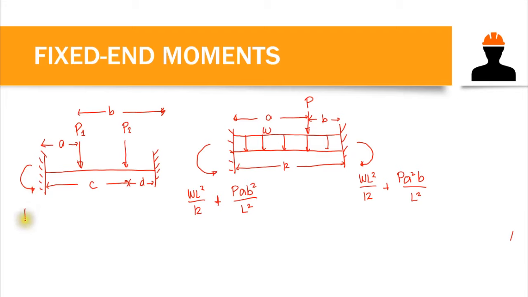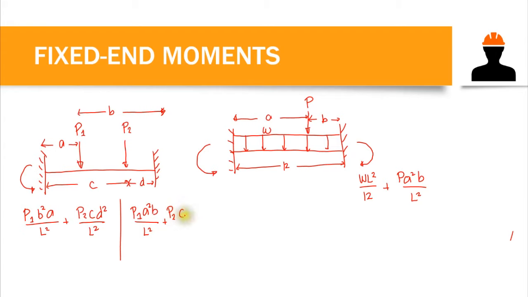We have P1 B squared A over L squared plus P2 C D squared over L squared. This is for the left. Now for the right, you'd have P1 A squared B over L squared plus P2 C squared D over L squared.